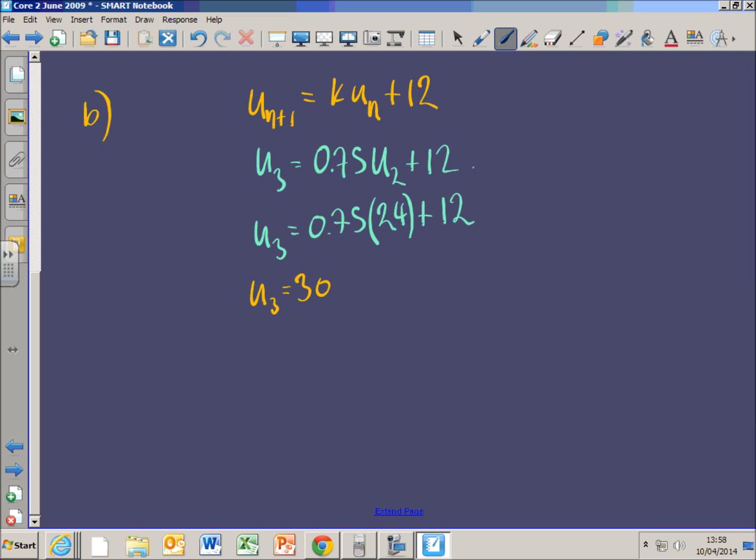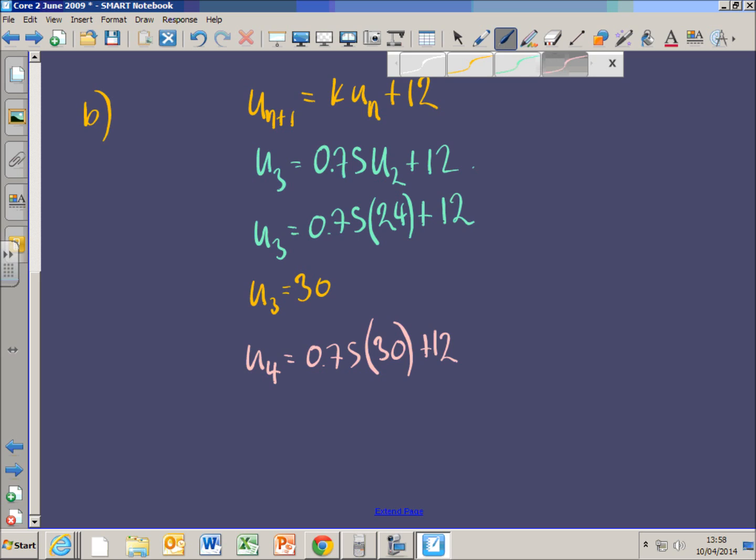Then I do the same thing again, and I say that u4 is 0.75 of 30 plus 12. What's 3/4 of 30? Yeah, and then I add 12, so what do I get for u4? Somebody, quickly. 34.5. So that's u4, and that was u3.